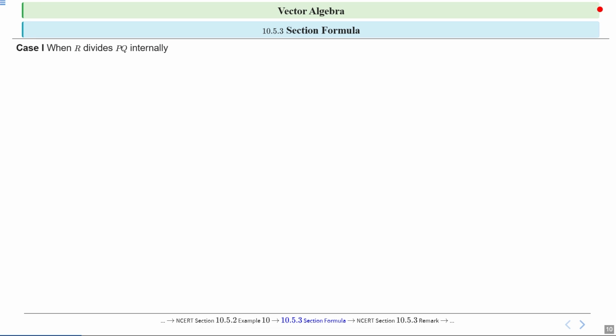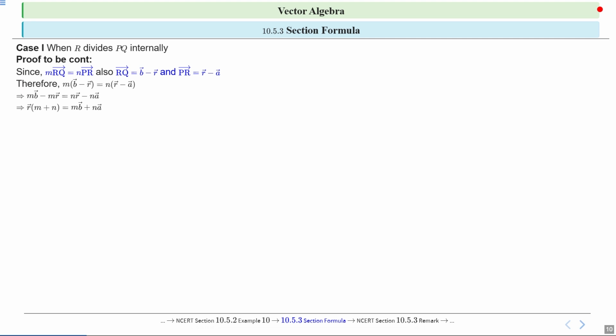Case 1, when R divides PQ internally, so we were studying m times RQ vector will be equal to n times PR vector, and RQ vector will be equal to b vector minus r vector, and PR vector will be equal to r vector minus a vector. Therefore, m times (b vector minus r vector) will be equal to n times (r vector minus a vector). So m times b vector minus m times r vector will be equal to n times r vector minus n times a vector. So r vector into (m plus n) will be equal to m times b vector plus n times a vector. Therefore, r vector will be equal to (m times b vector plus n times a vector) upon (m plus n).